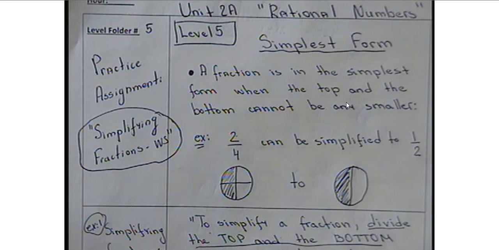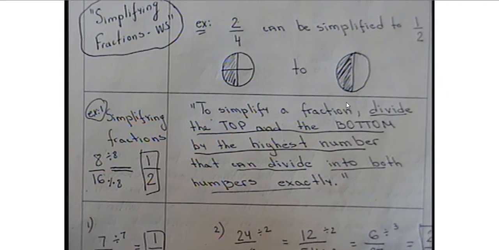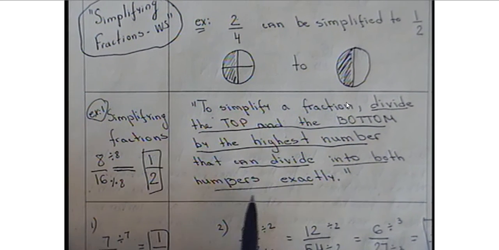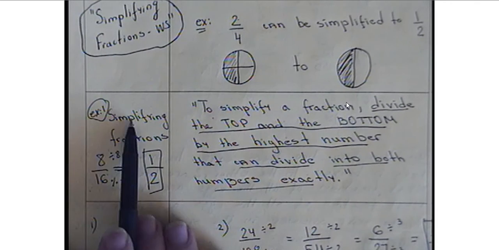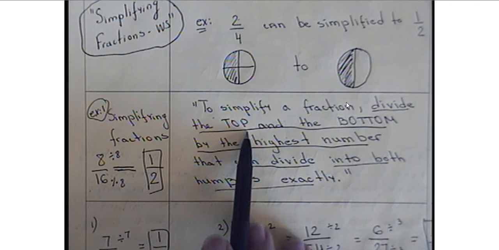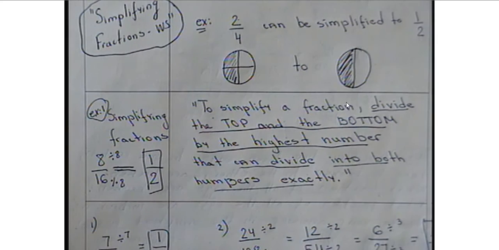Here's another continuing definition, and you can go ahead and pause the video if you need to, and make sure you write this down. This is important. So, simplifying fractions. To simplify a fraction, divide the top and the bottom by the highest number that can divide into both numbers exactly. So we always check, we divide and see if the number that we pick will work for the top and the bottom as well.